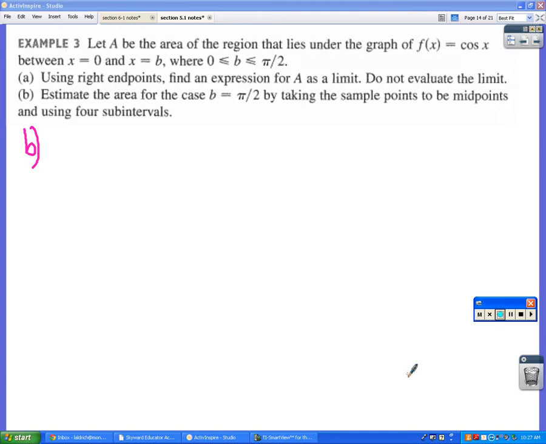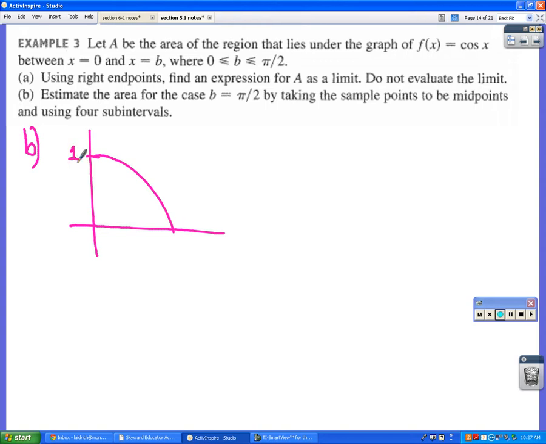Okay, so estimate the area for the case B equals pi over 2, taking the sample points to be midpoints and using 4 subintervals. Yesterday we came up with a formula for the area at any point B, but we didn't solve it because we would have had to take a limit to do that. Today we're going to actually do it. And this is going to be a little bit gross because they're making us use the sample points to be the midpoint. Wow. And we want 4 subintervals.